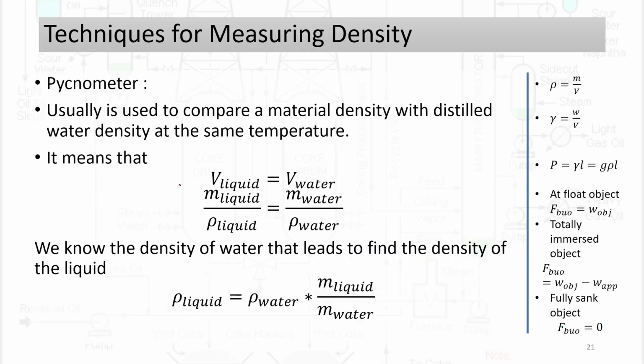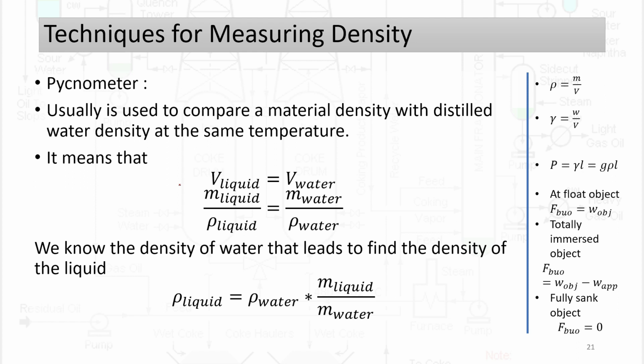Now, usually they're using this pycnometer to compare material density with the distilled water, as you saw in the videos. If we say that the volume of the liquid equals the volume of water, I can substitute for the volume based on the density formula: mass of the liquid over the density of the liquid equals mass of water over the density of water.